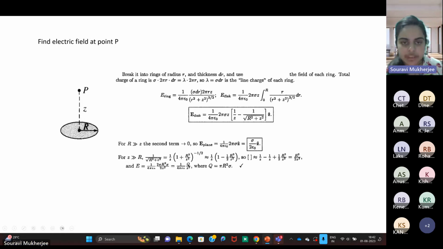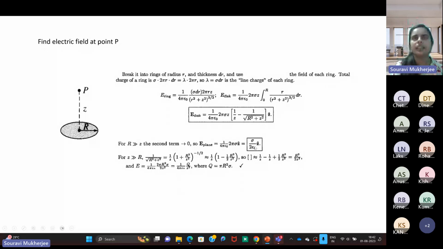So again, suppose you consider R to be much, much greater than Z. That means it's like an infinite plane. So what would you then get? You will get sigma by 2 epsilon naught. This is something we had initially seen, right?